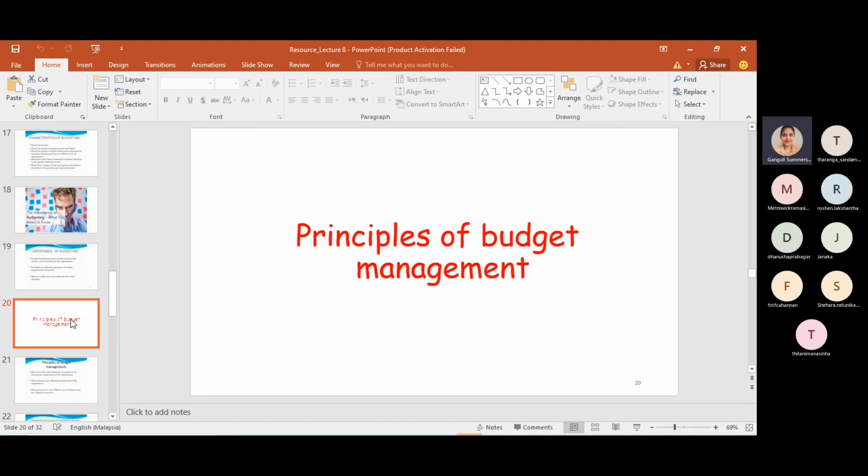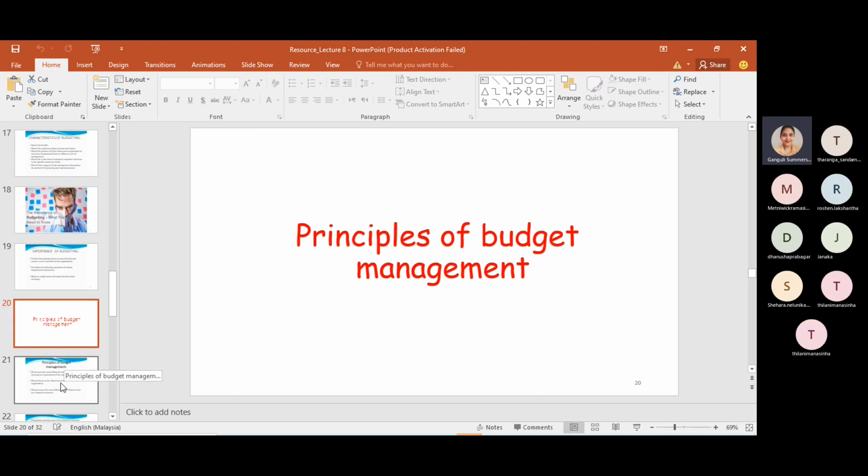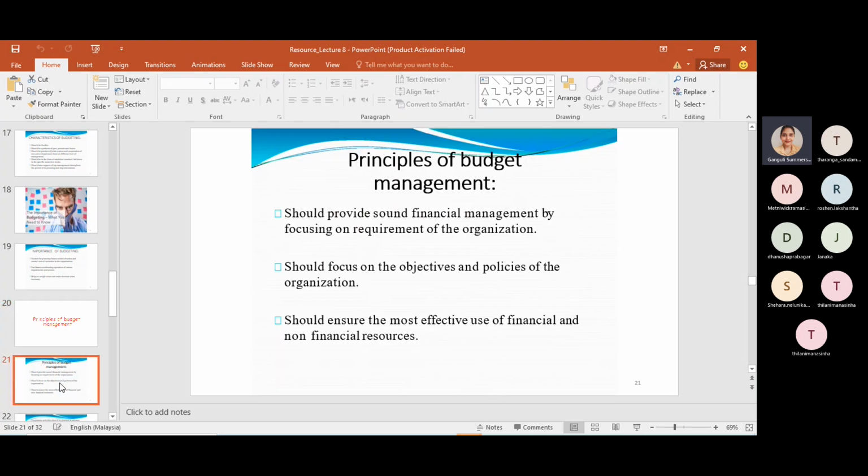Okay, so now since we discussed the importance, we can move on to the principles of budget management. Principles of budget management means the principles that you need to follow in budget management. So when you are managing your budget, what are the principles that you need to keep in mind? These are the principles of budget management.